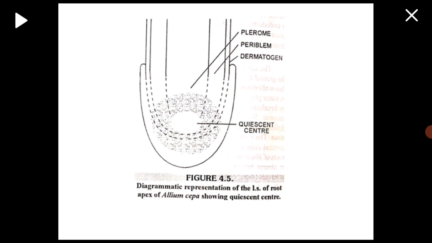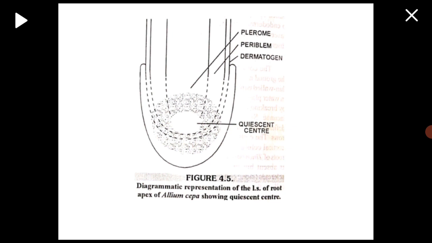Next, quiescent center. The quiescent center is a central cup-like or hemispherical region of inactive cells present in between the root cap and the active meristematic region of the root apex. It was first observed by Clowes in 1956 and 58 in root tips of Zea mays.